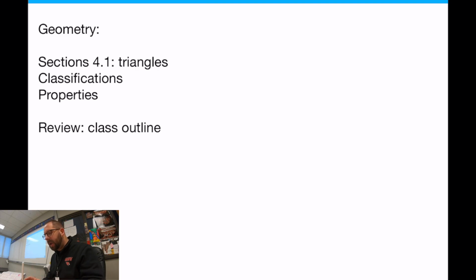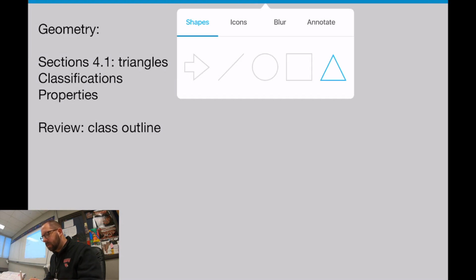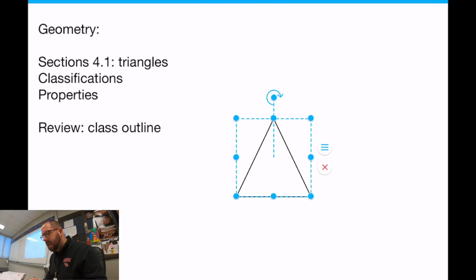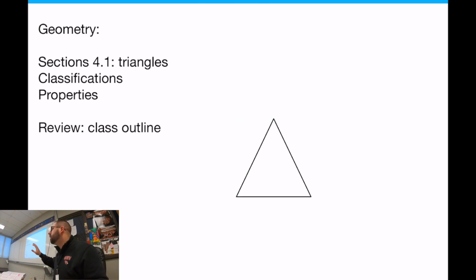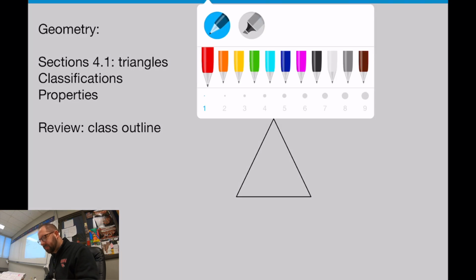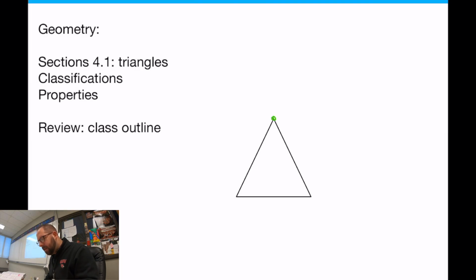So, we were talking about triangles. Let me draw a quick triangle here. Okay, now, triangles, we can put any letters in the corners. It doesn't matter. I'll just put some different variables in the corner. M, N, and O. Now, how do we name it? Let's talk about that. That's something we did last Friday. What do you remember? What's the notation for writing a triangle?